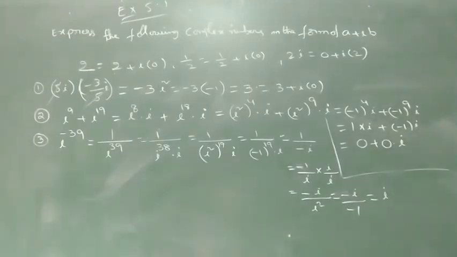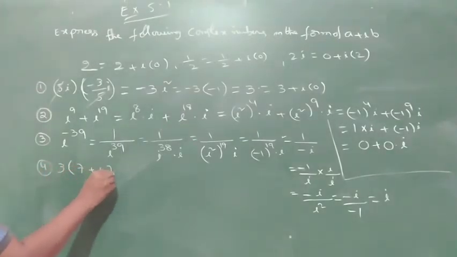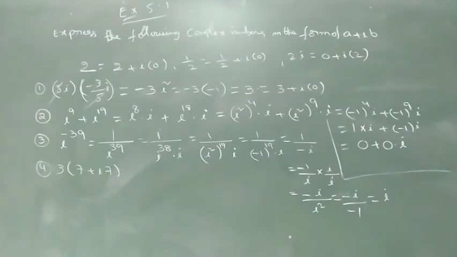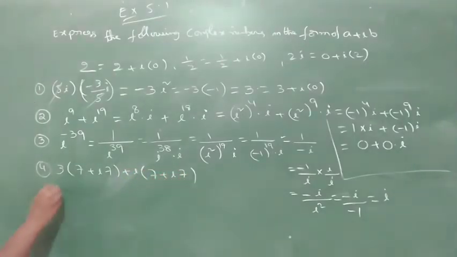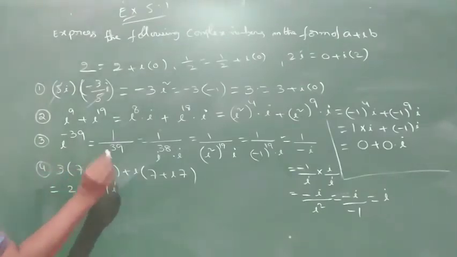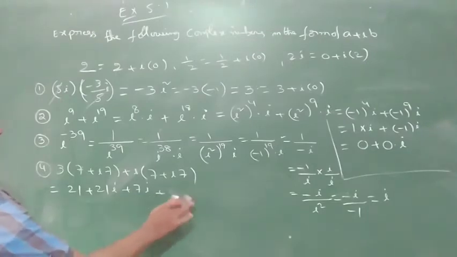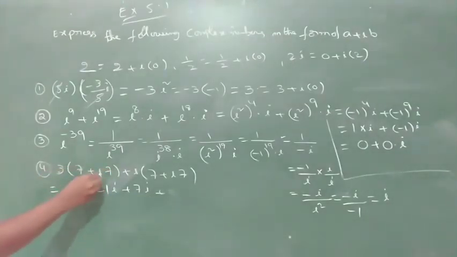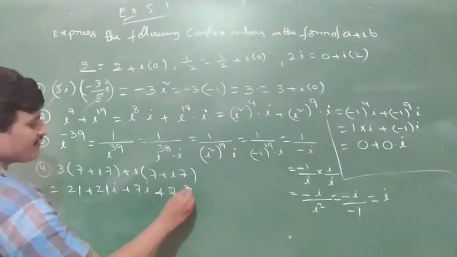3 into 7 plus i into 7 plus i. Multiply: 3 into 7 is 21, into i; 7 into i, 7i; plus i into i, 7i squared.